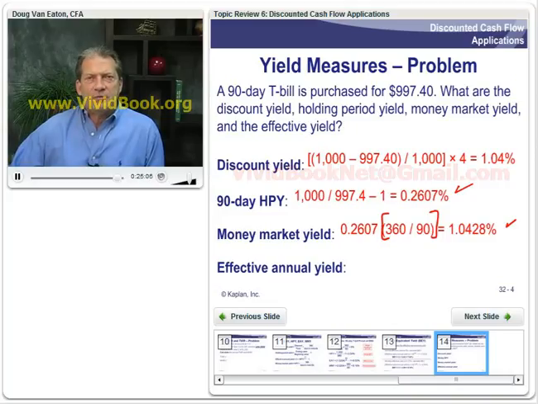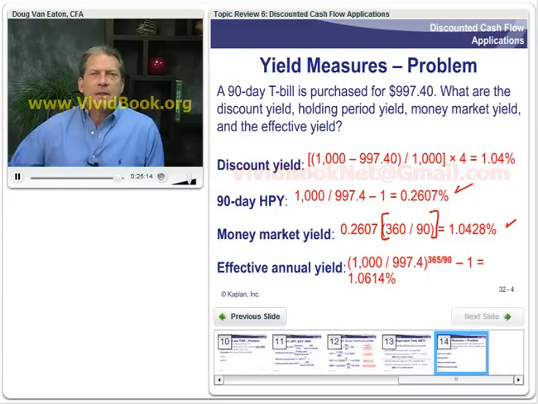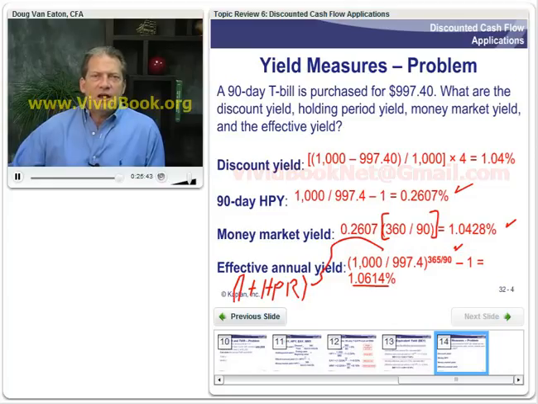1.0428%. Our effective annual yield reflects compounding, so it's going to be a little bit higher. Let's see how much higher. We can take ending value over beginning. Now remember, what's in that parentheses is also 1 plus the holding period return or yield. Take it to the power 365 over 90, subtract 1, and we find our annual effective yield is in fact a little bit higher, 1.0614%. So again, everything lines up.